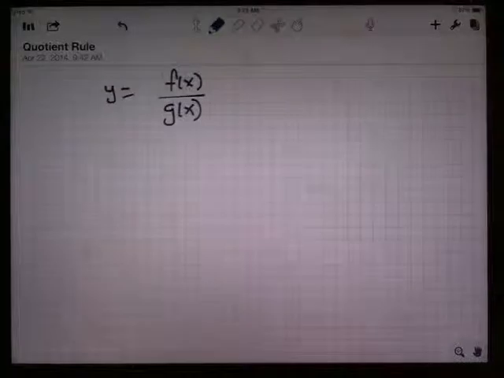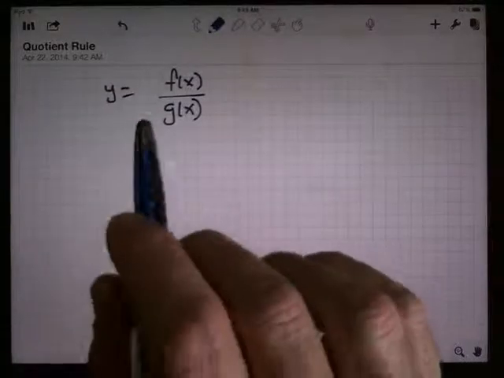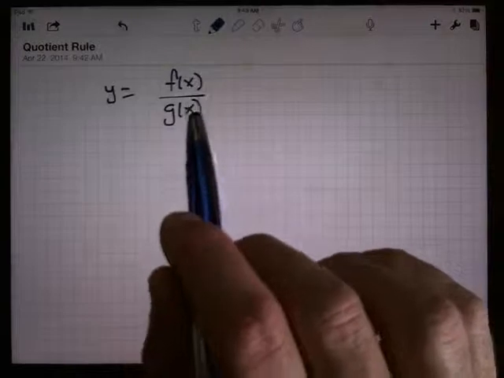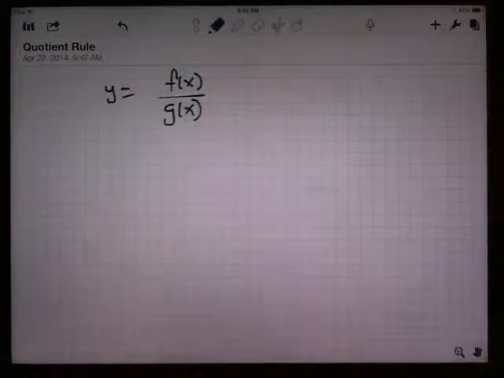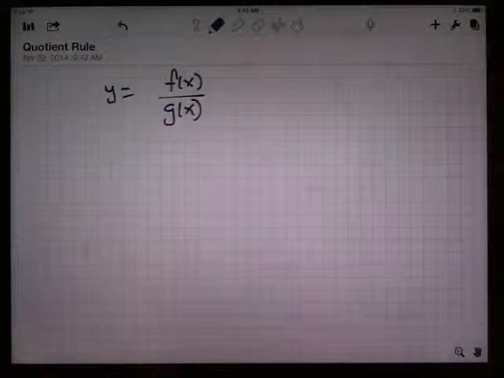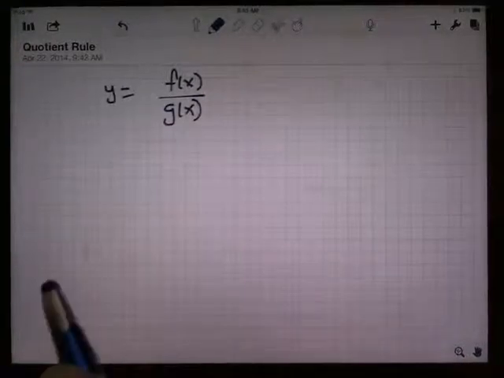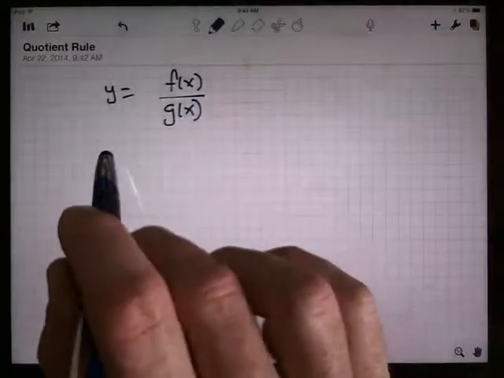So the next derivative rule I want to look at is how do you take a derivative when you've got a quotient of two functions? So f divided by g. And again, I'm going to just state the rule here, and then we'll prove it in the next video. We'll state it and give a few examples. So here we go.